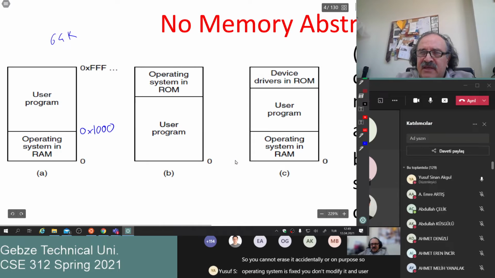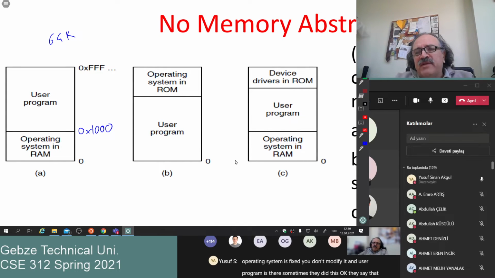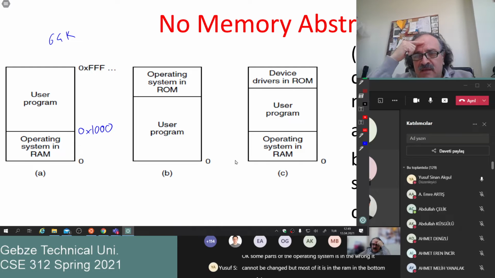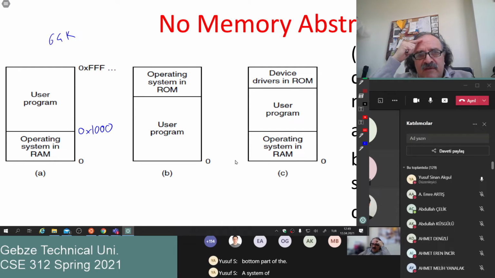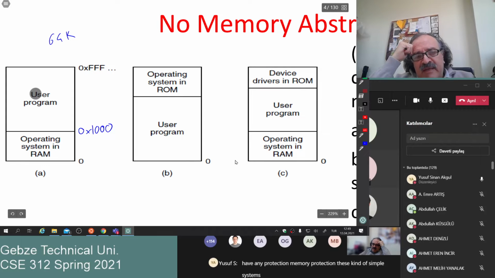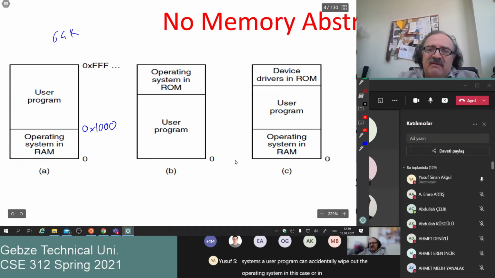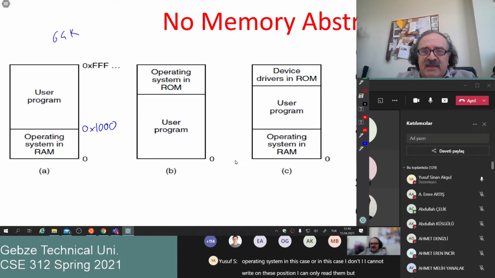Sometimes they did this: some parts of the operating system are in the ROM and cannot be changed, but most of it is in the RAM in the bottom part of the system. Of course, usually we don't have memory protection in these kinds of simple systems. A user program can accidentally wipe out the operating system in this case. In the ROM case, I cannot write on these positions, I can only read them, but sometimes I can wipe them out. Okay, good.